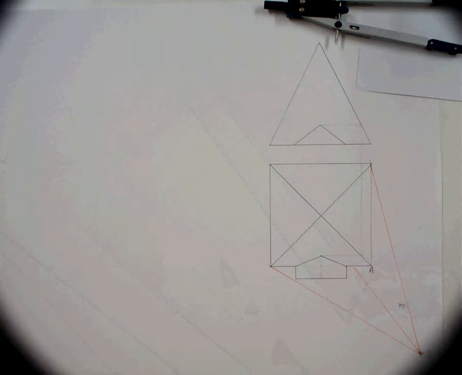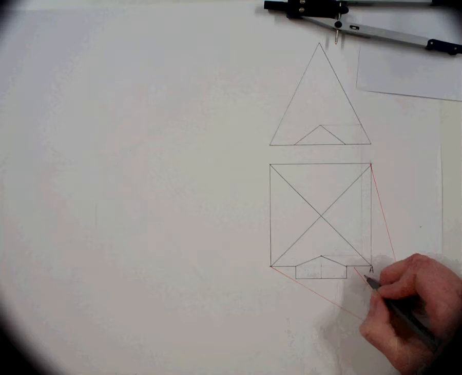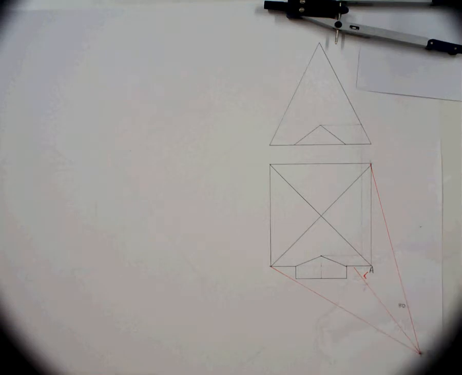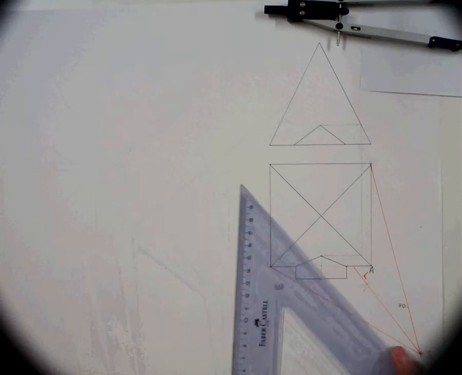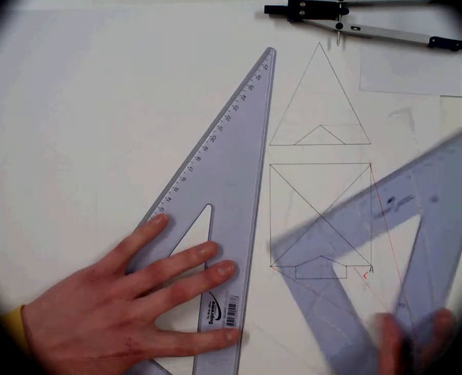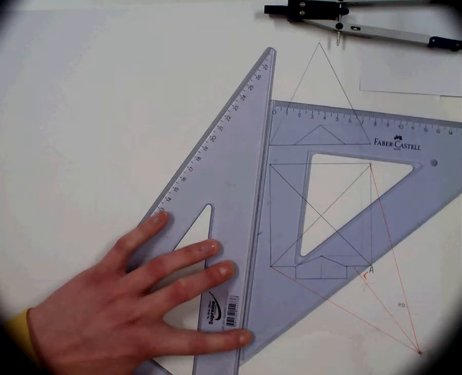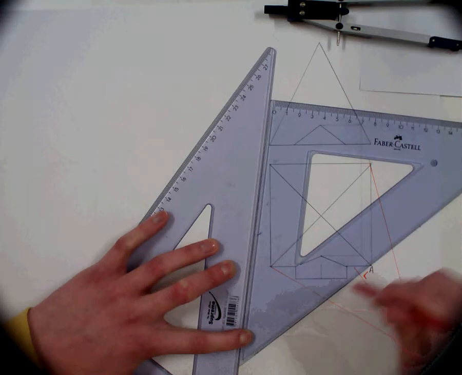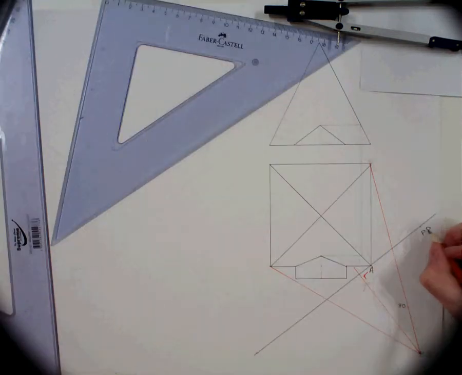Your picture plane is going to go through the corner A, perpendicular to that center line. So again, just get your set squares and line it up perpendicular. So this is perpendicular, and draw it in. I'm just going to label it PP for picture plane.